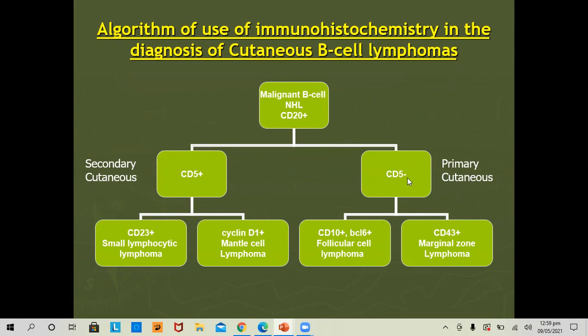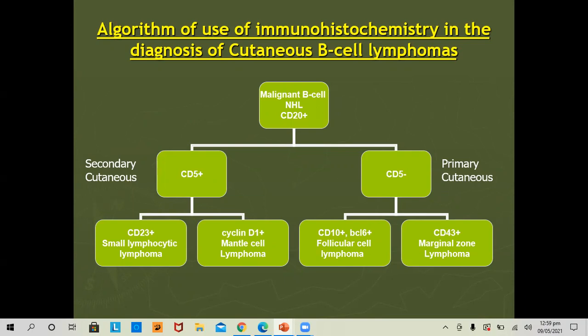They are CD20 positive, but CD5 negative. These lymphomas are characterized by their first presentation on the skin. That is why they are called the primary cutaneous B-cell lymphomas. And these lymphomas are follicular cell lymphomas and marginal zone lymphomas.